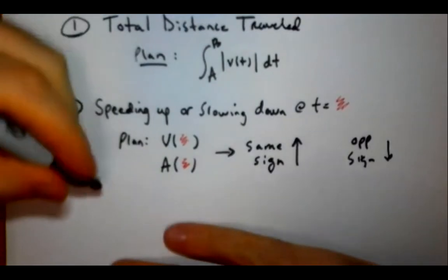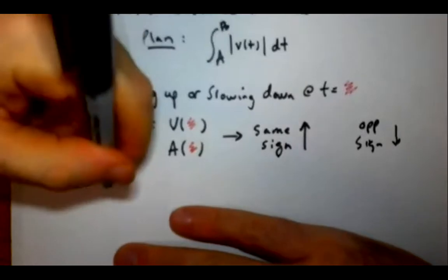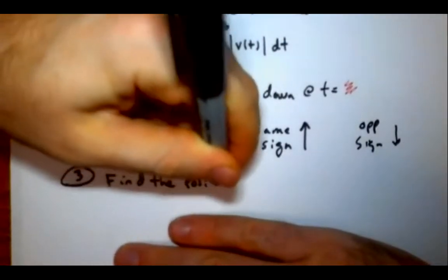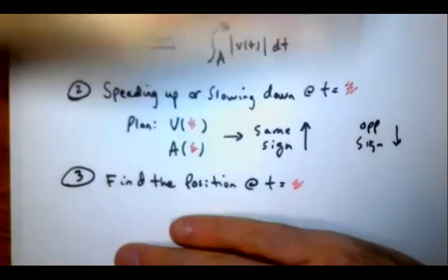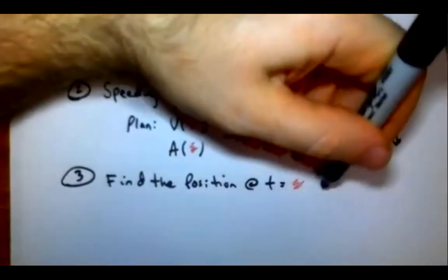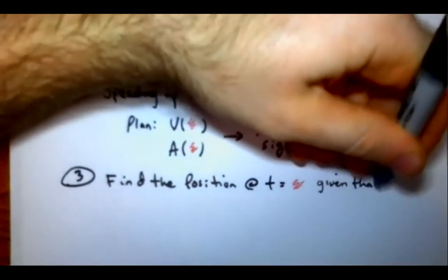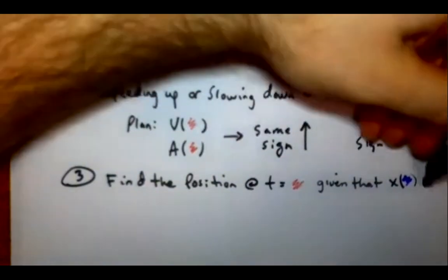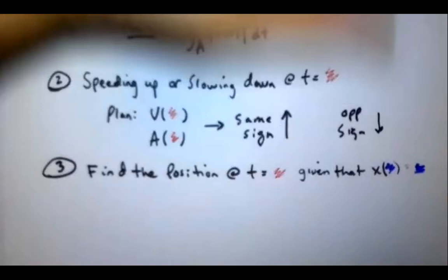All right. Let's take a look at, let's find the position at t equals something. And you're also going to know that somewhere you're going to know this, given that x of, we'll go with blue scribble for this one, given that x of blue scribble is equal to whatever. So the blue thing's the bound they give you. The red one's the one you're looking for.